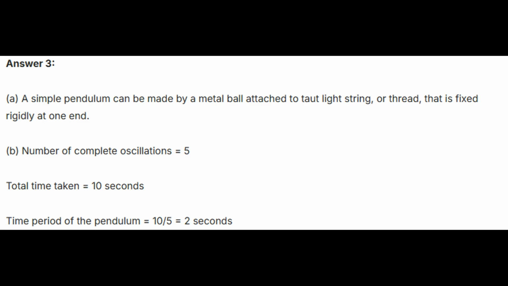Answer 3. A simple pendulum can be made by a metal ball attached to a taut light string or thread that is fixed rigidly at one end. B. Number of complete oscillations is equal to 5. Total time taken is equal to 10 seconds. Time period of the pendulum is equal to 10 by 5, which is equal to 2 seconds.